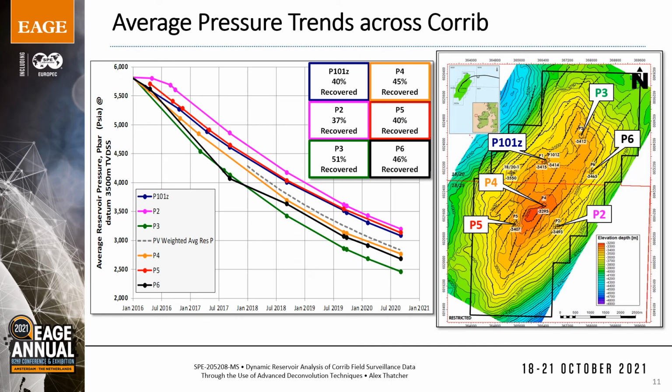Here we plot the average pressure from deconvolution for the 6 Corrib wells at the datum point. We clearly see that several pressure regimes exist across the field and that we are depleting the north of the field, well P3 in green and well P6 in black, faster than the rest of the field.